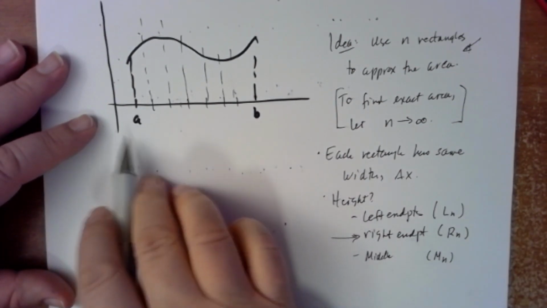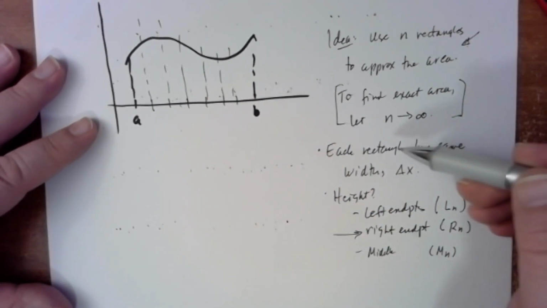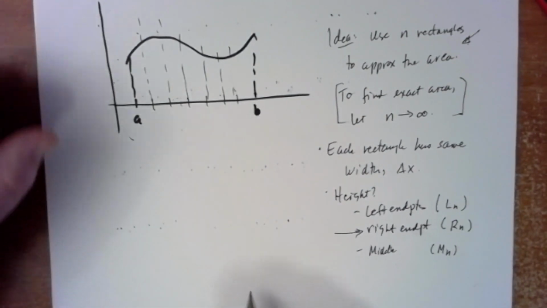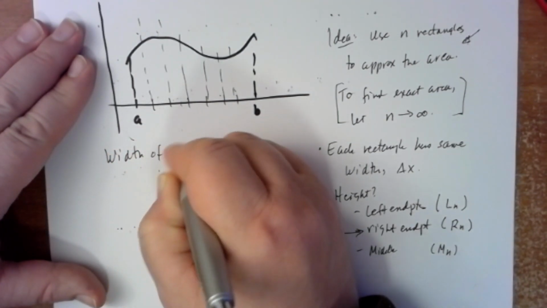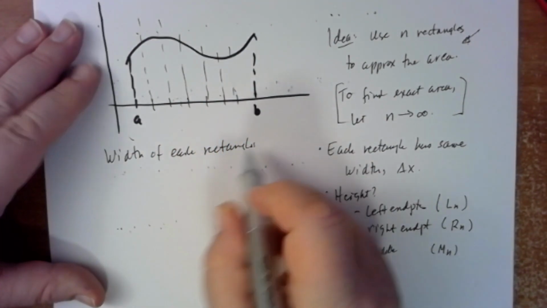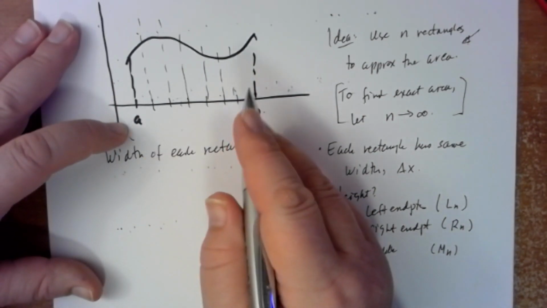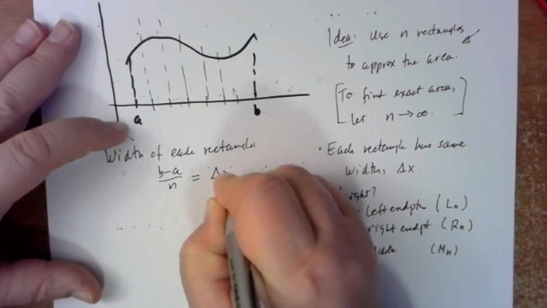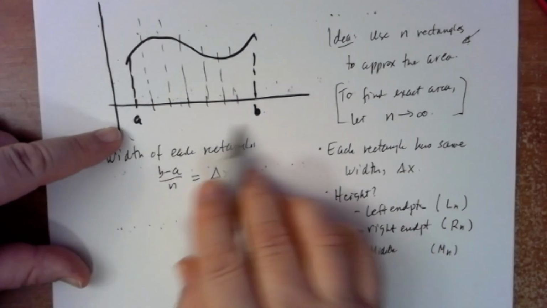Okay, so first of all, let's set up a little bit of notation. So if I'm going to break my interval up into n rectangles, the width of each rectangle will be what? Well, the length of this interval is b minus a, and so I want to divide that up into n pieces. So b minus a over n will be our width of each rectangle.